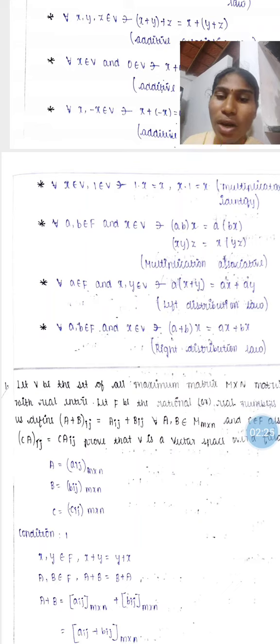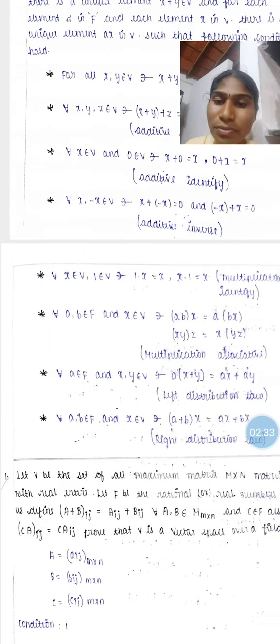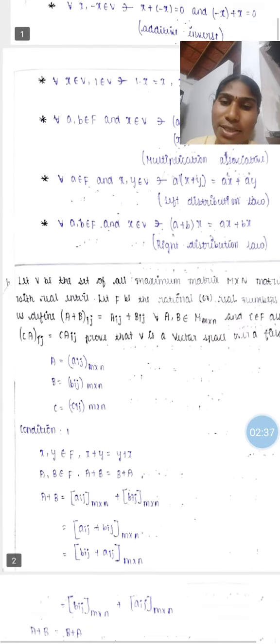That is, for all a, b belonging to F and x belonging to V, a plus b of x is equal to ax plus bx. These 8 conditions are satisfied. It's called a vector space.